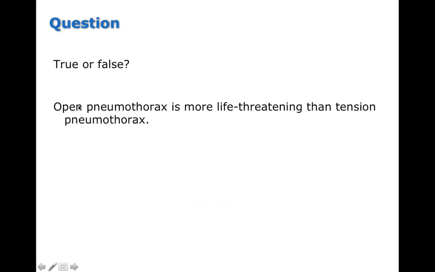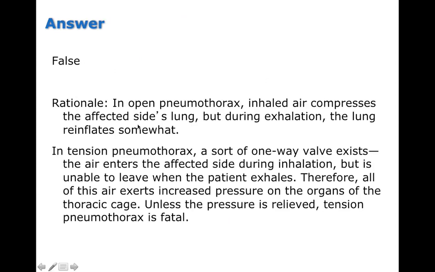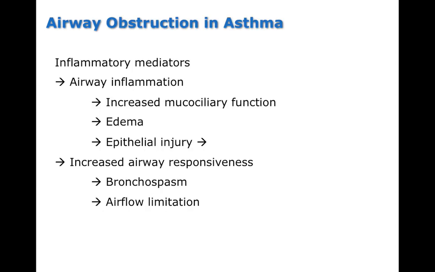So true or false, open pneumothorax is more life-threatening than tension pneumothorax. Well, we just talked about how that's false, right? Because in open pneumothorax, inhaled air compresses the affected side's lung, but some of that air can leave during exhalation. That's not true with tension pneumothorax. With tension pneumothorax, air enters on inhalation, and it can't leave on exhalation. So all it can do is just accumulate more and more inside of the thoracic cage.